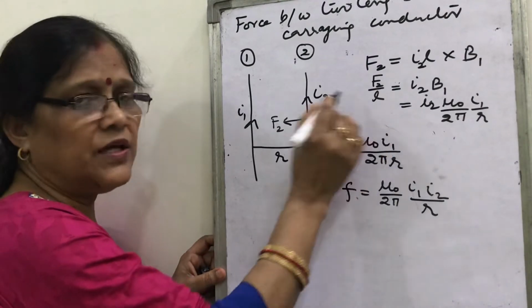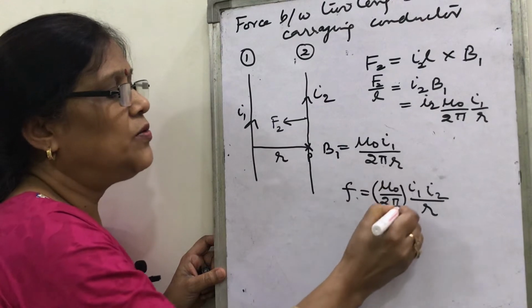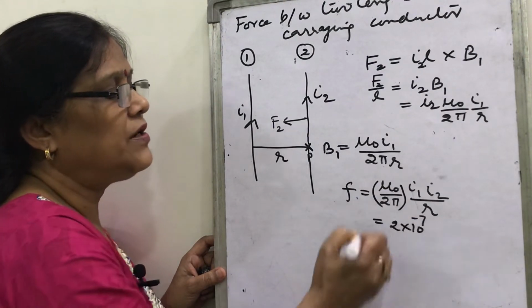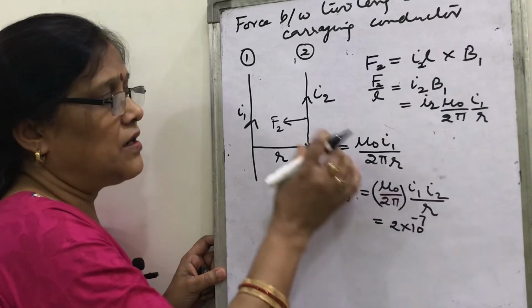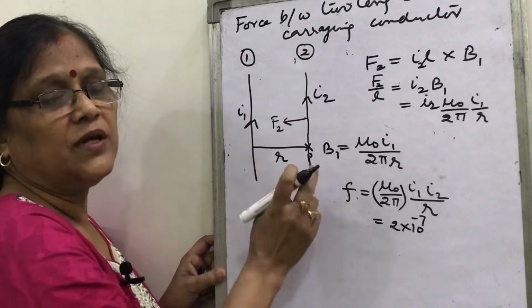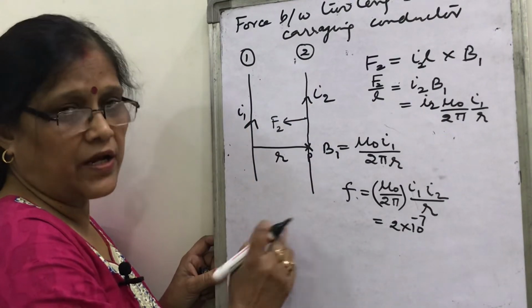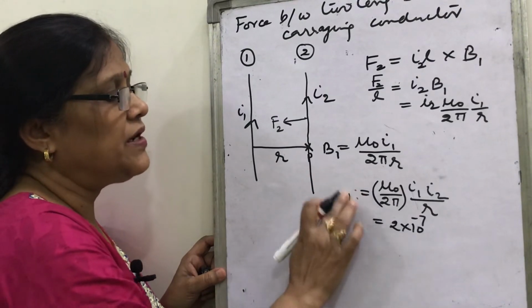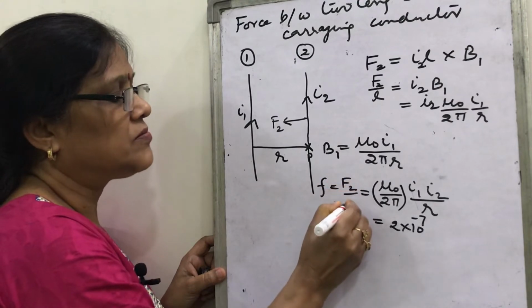So if on their unit length the force is 2 into 10 to the power minus 7 Newton, then current flowing through them is 1 ampere. Again I am going to define. Look, what is this F? You can write here this F as F2 by L.